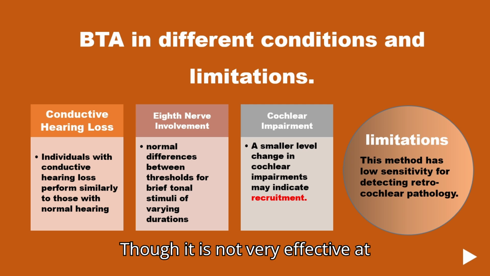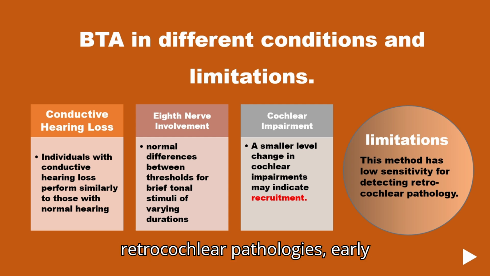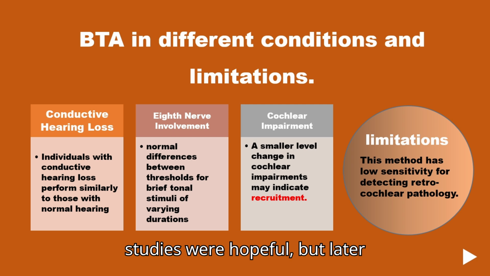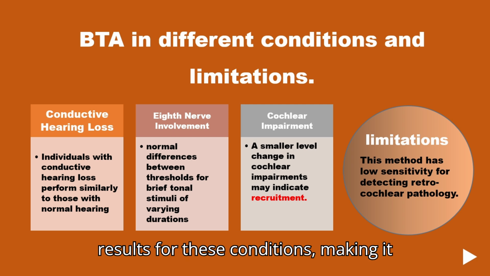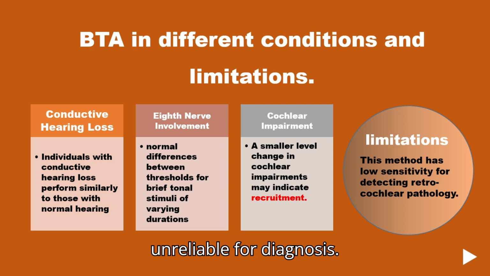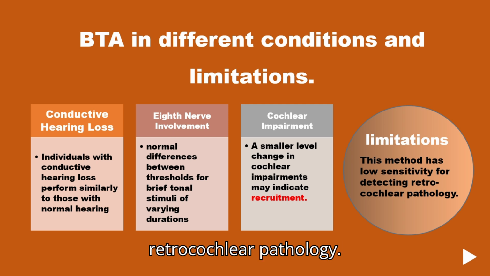Though it's not very effective at distinguishing between cochlear and retrocochlear pathologies, early studies were hopeful, but later researchers showed too much overlap in results for these conditions, making it unreliable for diagnosis. This has been one of its limitations. It has low sensitivity for detecting retrocochlear pathology.